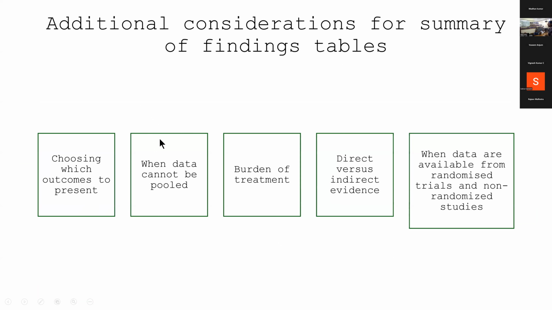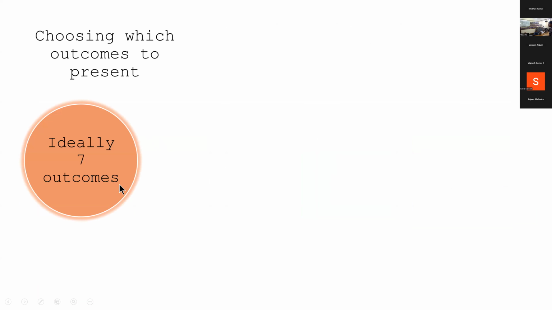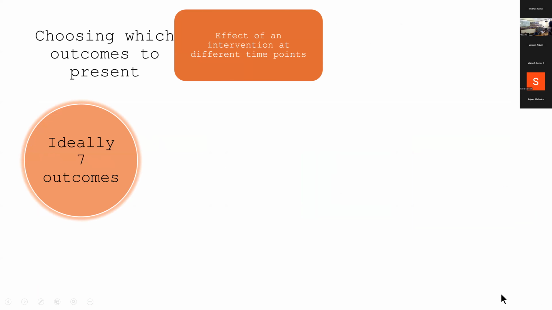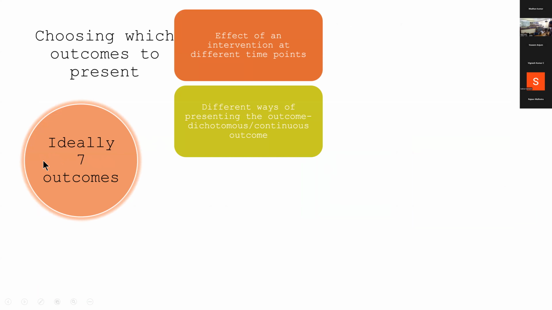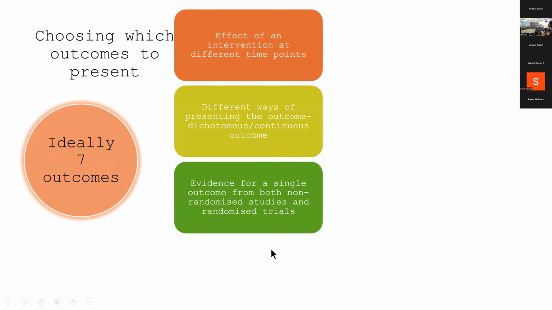Some additional considerations for the summary of findings table is choosing which outcomes to present. Ideally, GRADE advises you to use only 7 outcomes. But sometimes as a clinician or as a patient, you might want to see the effect of an intervention at different time points. You might want to present the data in different ways, either as a dichotomous outcome or as a continuous outcome. Or you want to look at the evidence from both RCTs as well as observational studies.